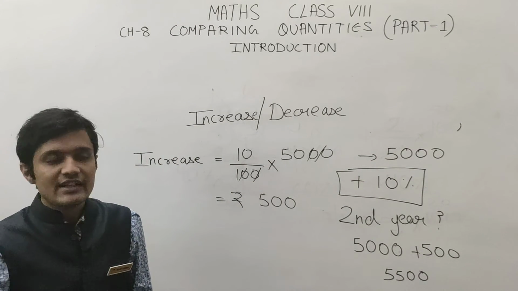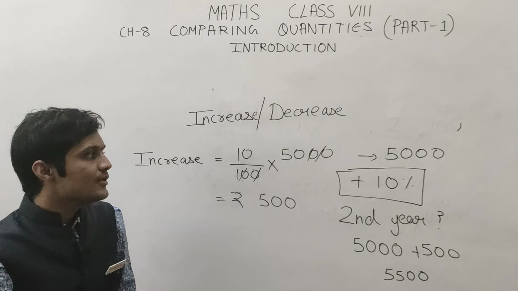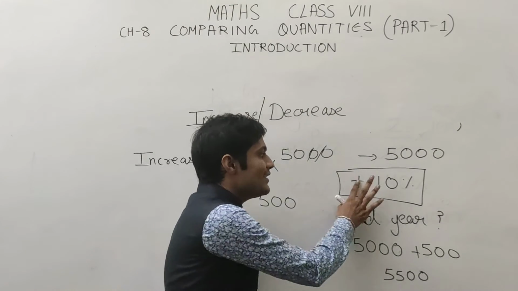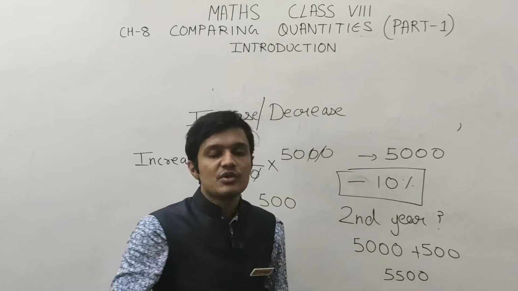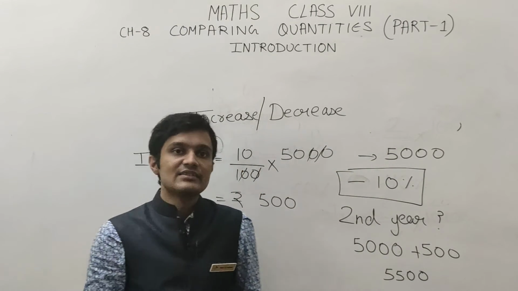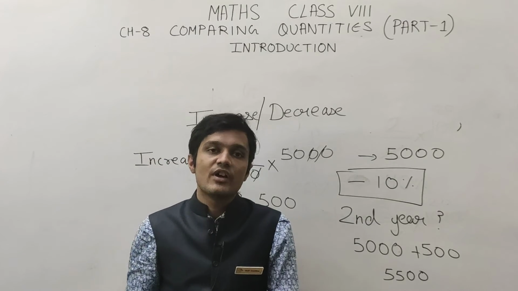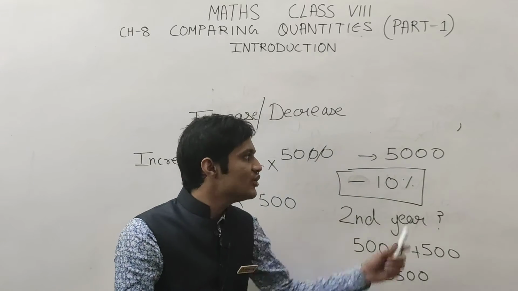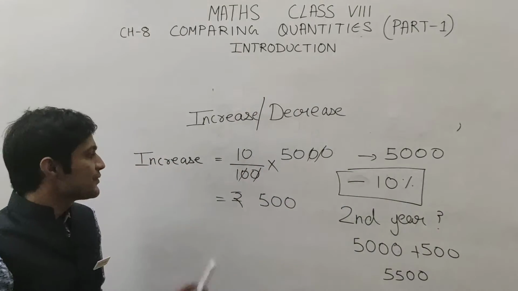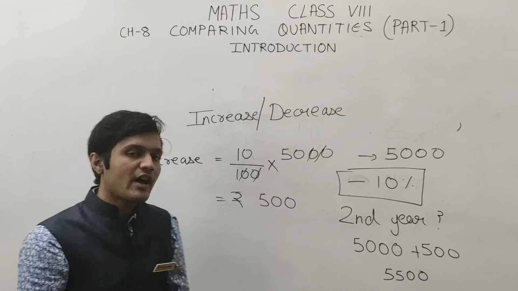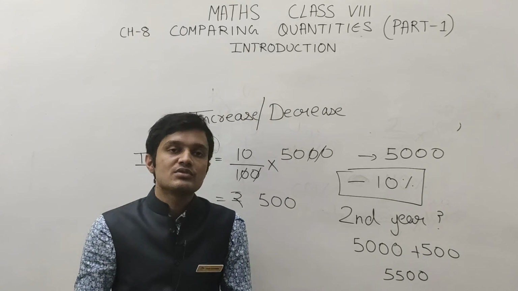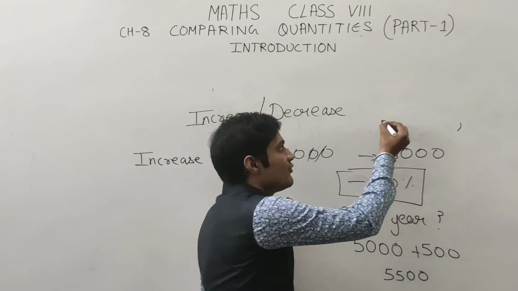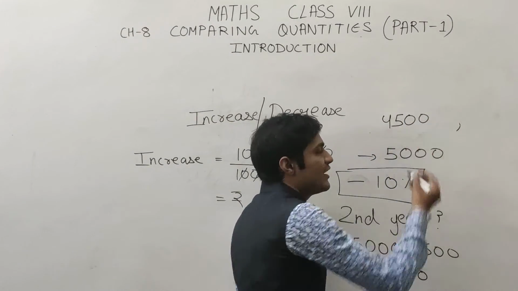Same concept for decrease in the percentage. For example, if we say price of a certain thing decreases by 10% every year. Now we are using the term decreases. Decreases means the value of this thing will decrease after 1 year. So again, if the previous value is 5,000, then again the decrease will be 500. And now we have to subtract 500 from 5,000. So our final value will be 4,500.